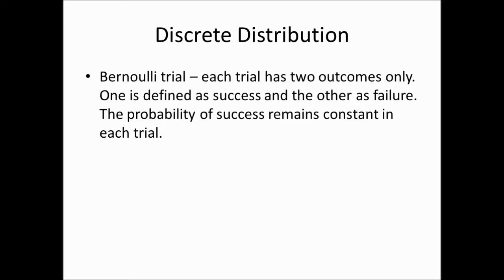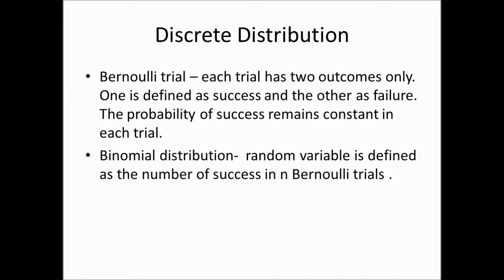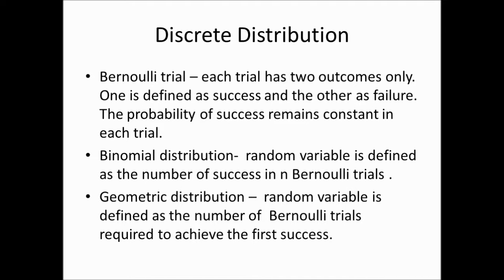So let's talk about a Bernoulli trial. Each trial has two outcomes only. We define one of them as success and the other as failure. And the probability of success remains constant in each trial. In binomial distribution, one of the commonly used discrete distributions, the random variable is defined as the number of successes in n Bernoulli trials.